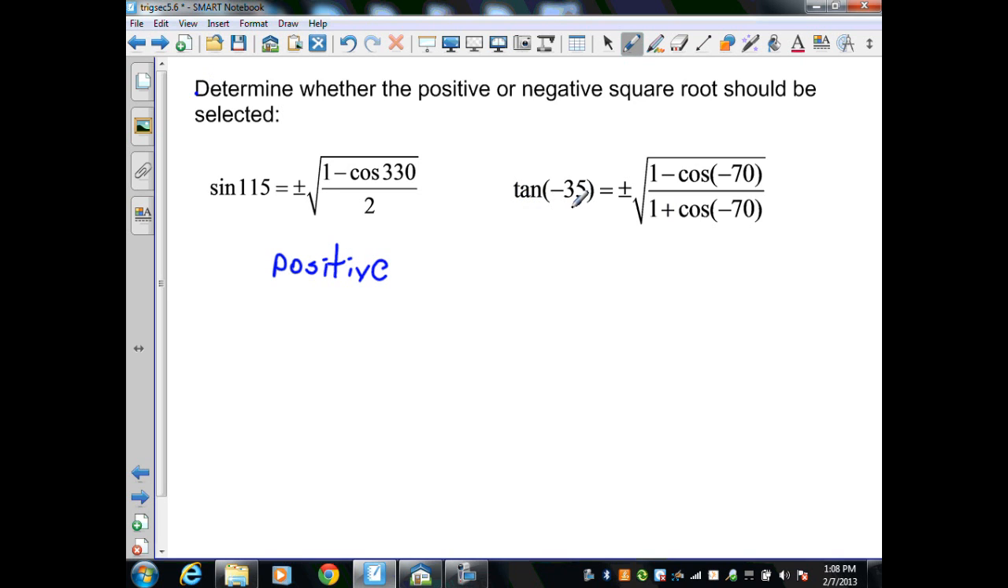Here I have tangent of negative 35 degrees, and negative 35 degrees is in quadrant 4. Tangent in quadrant 4 is negative.